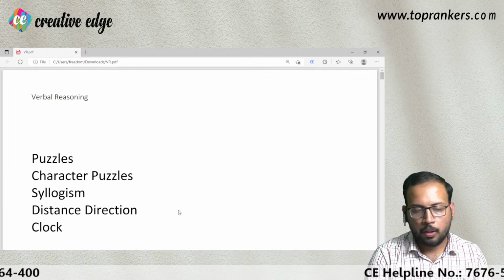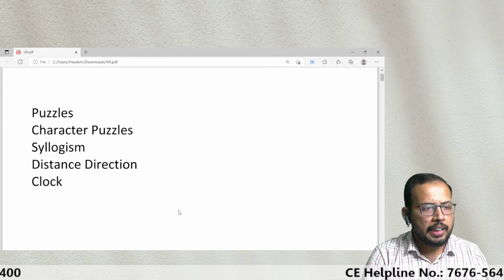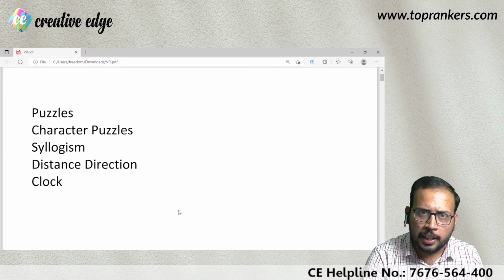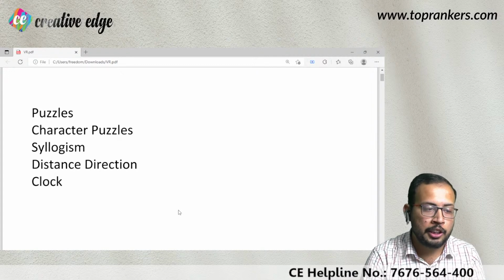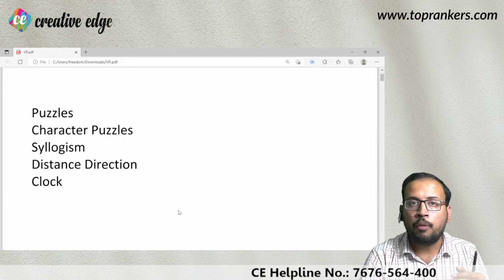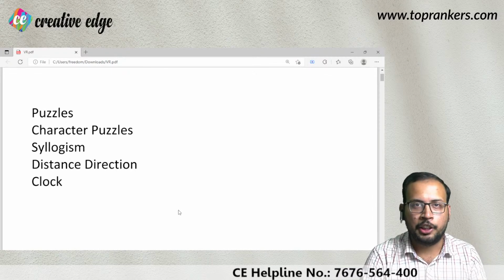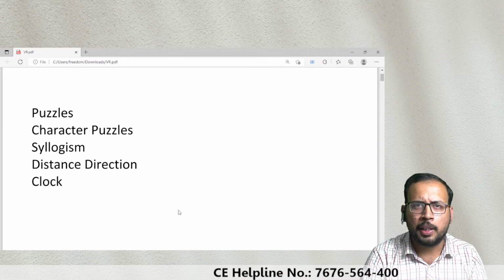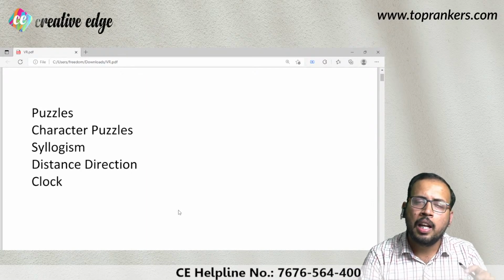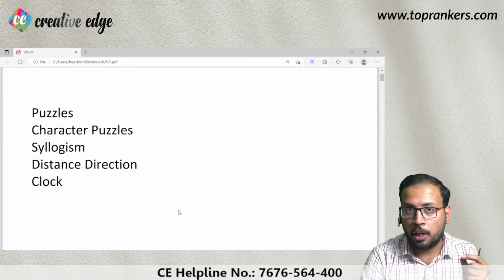Okay. So as you can see, these are the topics that we are going to discuss today: puzzle, character puzzle, syllogism, distance direction, and clock. These are the areas of focus of today's session. ठीक है, हम बहुत ही चीजों को क्रिस्प रखेंगे. जो जो प्रीवियस क्वेश्चन है मैं उन पे ज्यादा इस बार फोकस कर रहा हूँ सो दैट आपको एक आइडिया लगे कि क्या क्या आ रहा होता है.